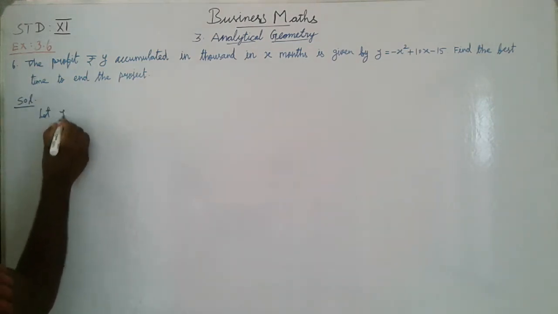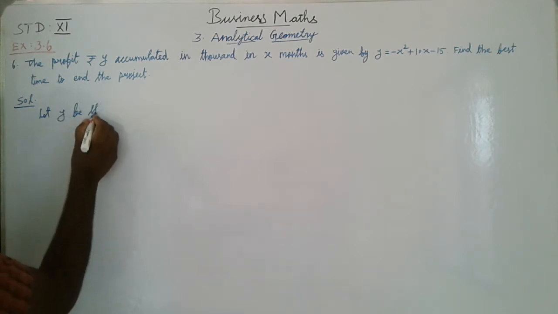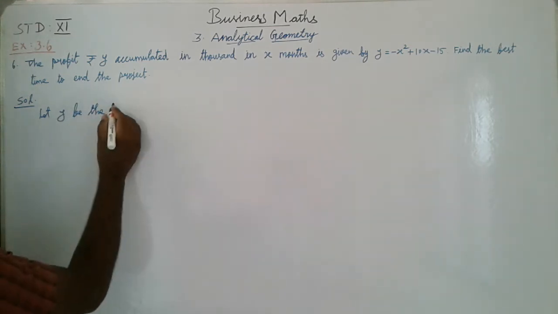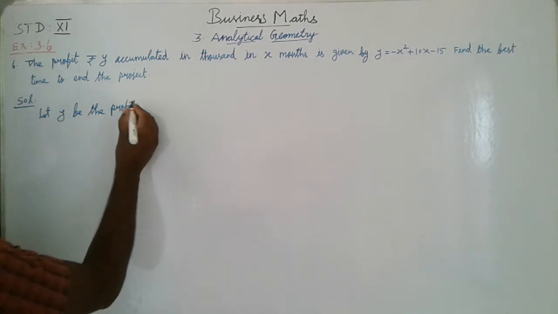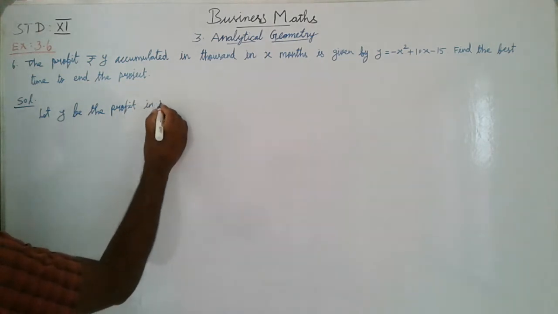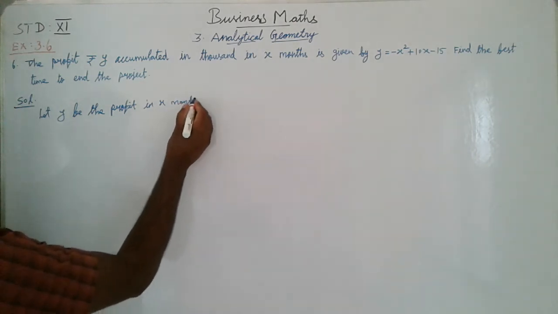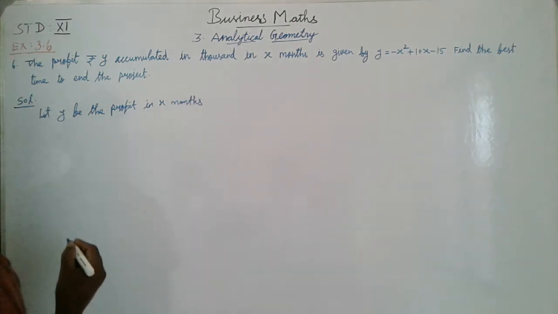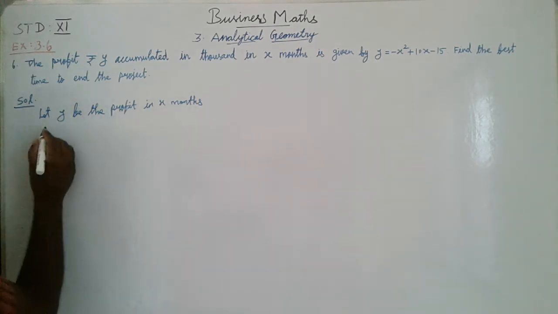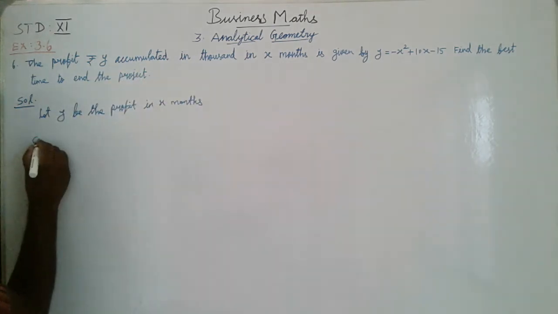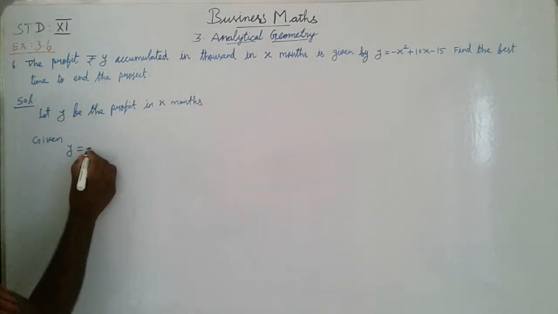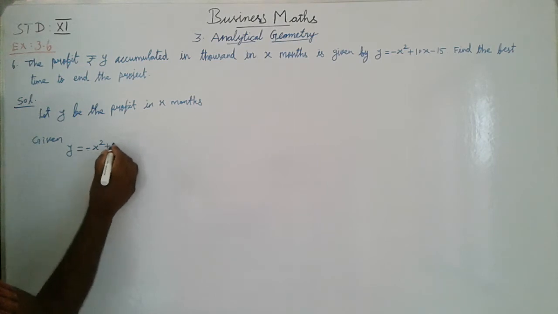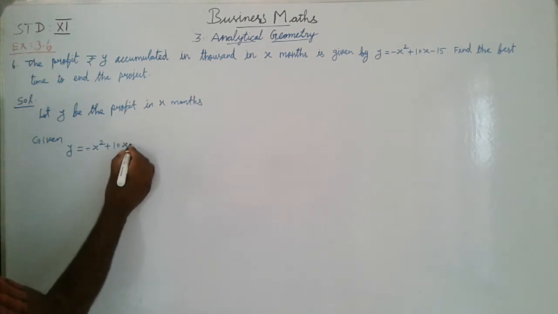Let y be the profit in x months. Then, given the question, y equal to minus x square plus 10x minus 15.